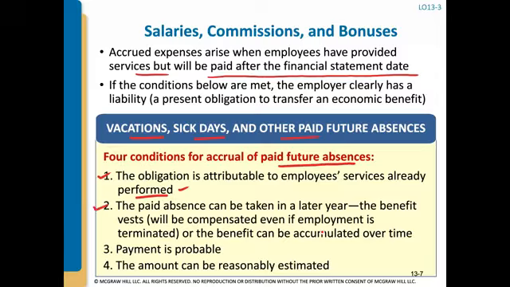Number two, the paid absence can be taken in a later year. Meaning if you have accrued vacation that you haven't used all in one year, you can take it in future years. Number three, payment is probable, which means the employee will either likely take the vacation, or if they no longer have a job, they will be paid out on that accrued vacation. And number four, the amount can be reasonably estimated. If all those four conditions are met, an accrued expense for vacation, sick days and whatnot needs to be recorded.